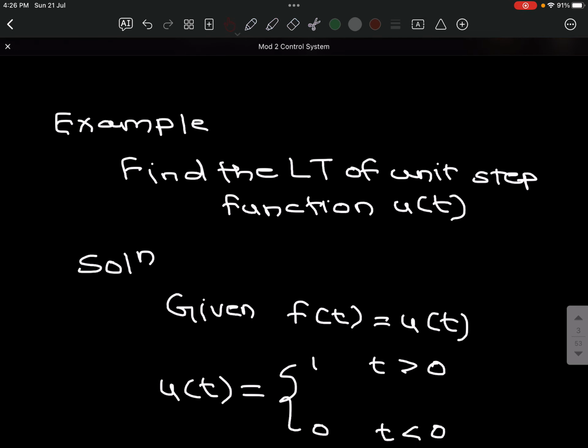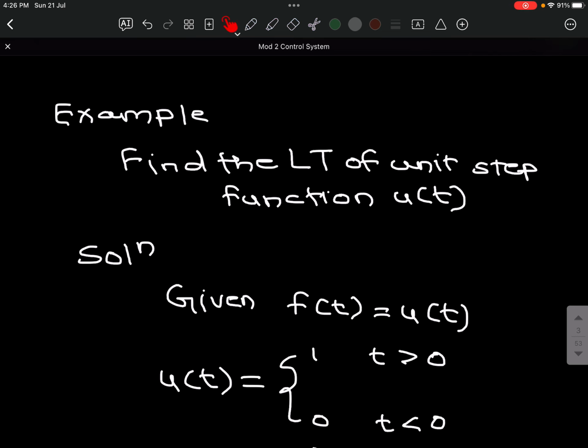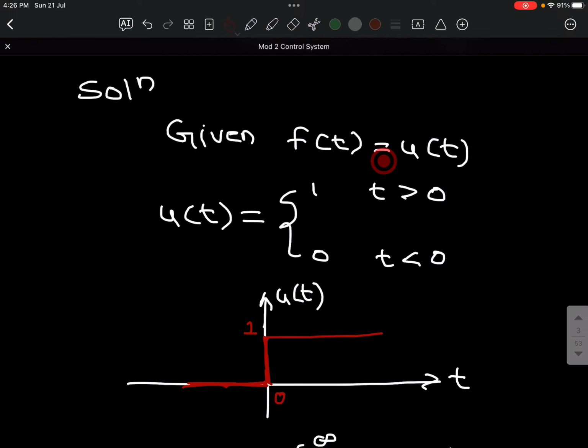So if you remember, unit step function is 0 for t less than 0, and it is 1 for t equal to or greater than 0. How can it be represented diagrammatically? It can be represented like this. So if you note down over here, at 0 it is 1, and above 0 it is again 1, below 0 it is 0. So this is how a unit function looks like.